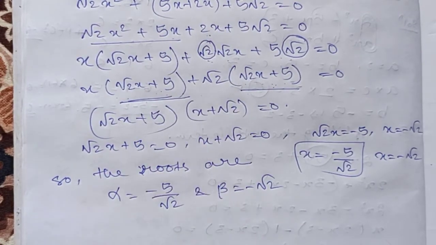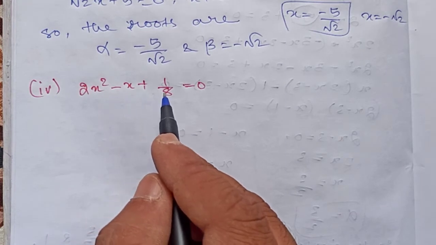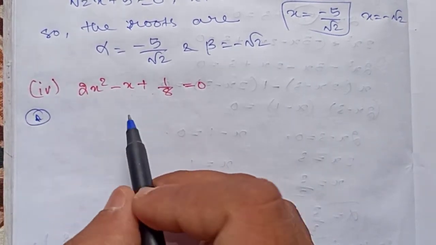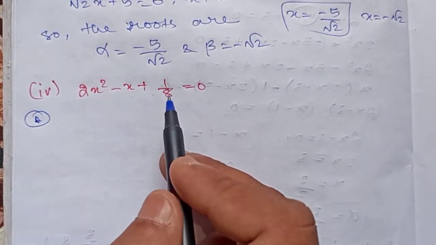Okay, next bit. Now fourth bit. In the fourth bit it is given 2x square minus x plus 1 by 8 equals to 0. So first of all, we have to arrange this one in the standard form without any term in the denominator.